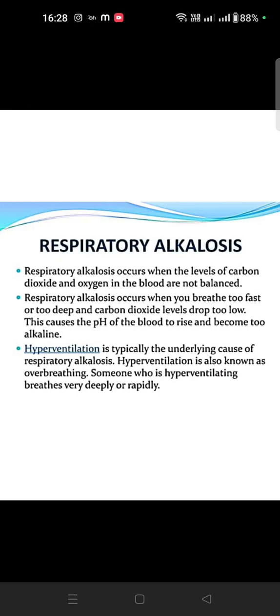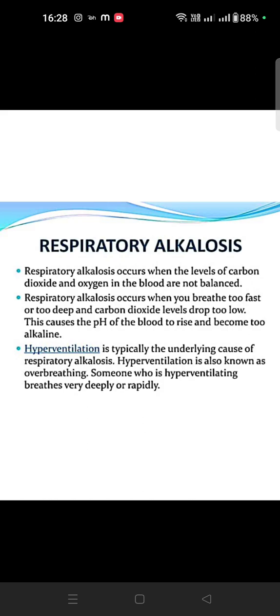Okay. So respiratory alkalosis and acidosis we mainly see whenever working in ICU, because the patient will be on ventilation, and we can check the alkalosis and acidosis level. So we can take the ABG sample and check all of these. Respiratory alkalosis involves carbon dioxide and oxygen in the blood. When it is not balanced, alkalosis will come.